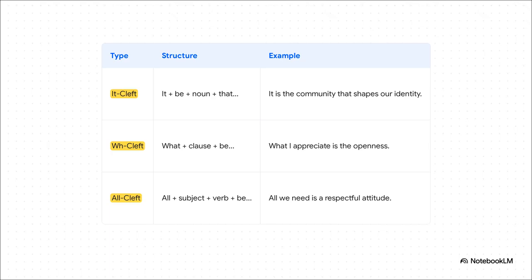Simple. Next is the we cleft. This one usually starts with what, and it's awesome for highlighting an entire idea or action. What I appreciate is the openness. And finally, you've got the all cleft. This one is a powerhouse. You use it to focus on one single critical need or desire. All we need is a respectful attitude. It's like saying nothing else even comes close.